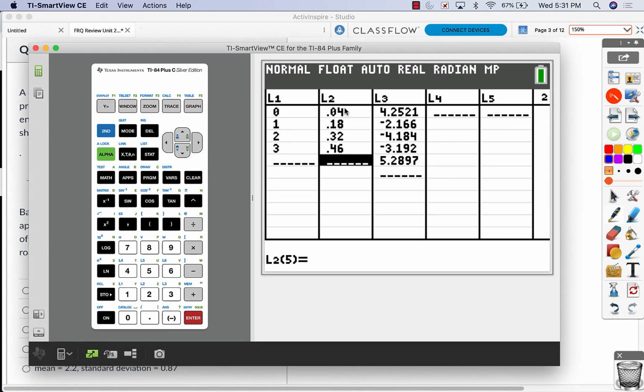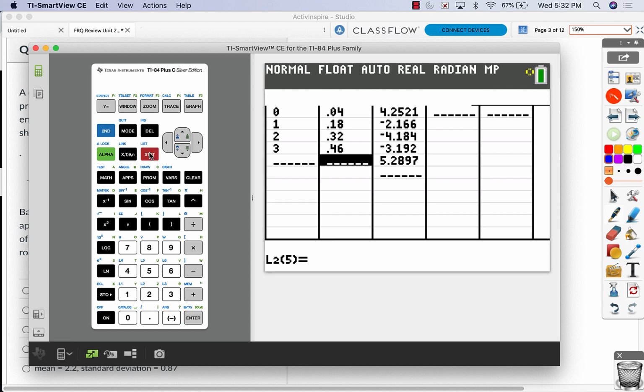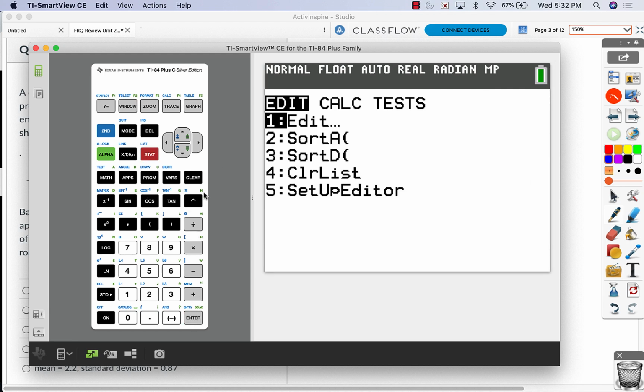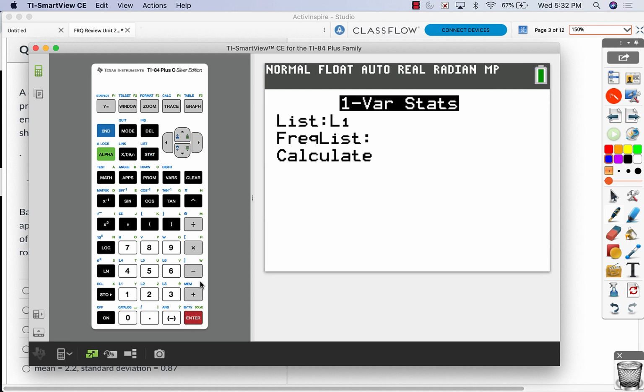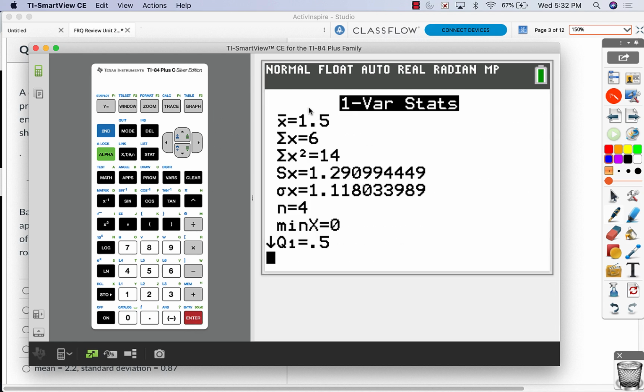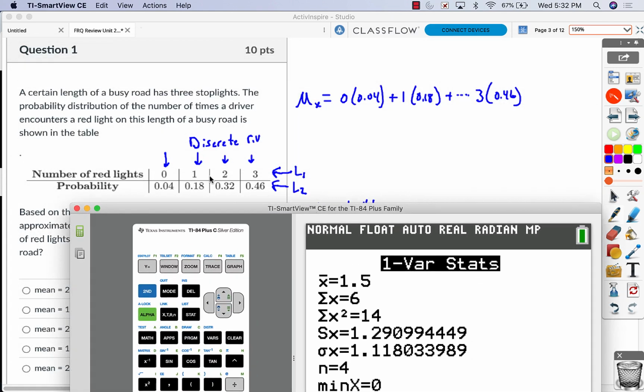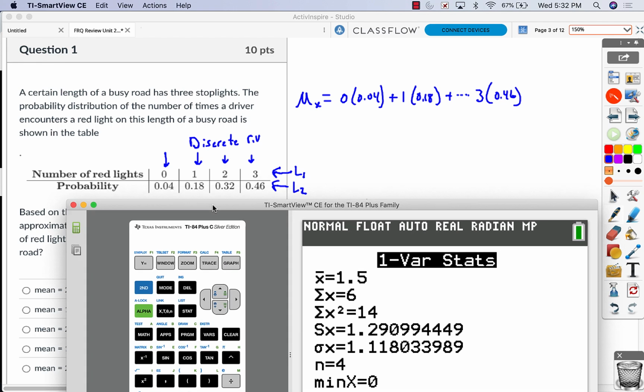Okay, so once we're here, you're going to hit stat, calc, and 1. Now, if I just hit enter right now and calculate, this is not the answer. What this is doing is just doing 0 plus 1 plus 2 plus 3 and dividing it by 4. But 3 has a lot more weight than the 0. If you add everybody up and divide by 4, everybody has the same weight.